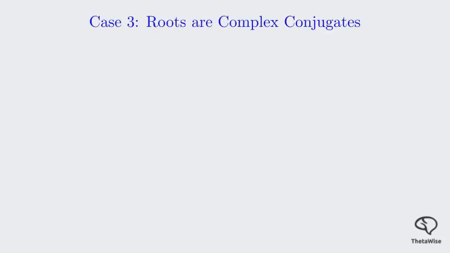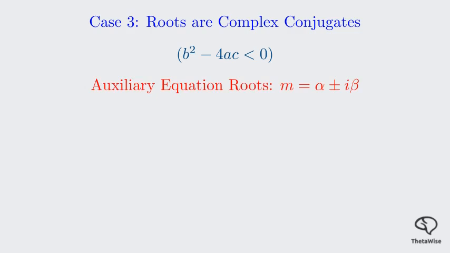This happens when the discriminant b squared minus 4ac is less than 0. When you try to solve for m using the quadratic formula, you'll end up with the square root of a negative number. The roots will always appear in conjugate pairs. This means if one root is alpha plus i beta, the other must be alpha minus i beta, where i is the imaginary unit, the square root of -1. Here, alpha is the real part and beta is the imaginary part.